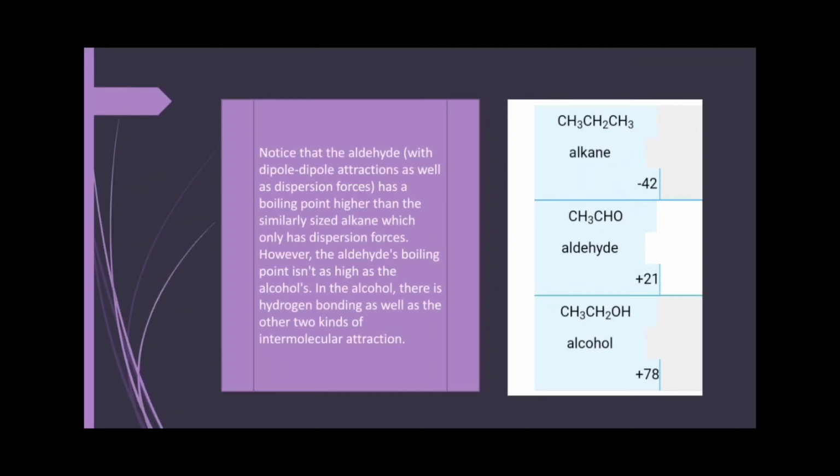However, the aldehyde's boiling point isn't as high as the alcohol's. In the alcohol, there is hydrogen bonding as well as the other two kinds of intermolecular attractions. That's why the alcohol's boiling point is higher than the aldehyde and alkane, even though they have similar lengths and similar number of electrons.